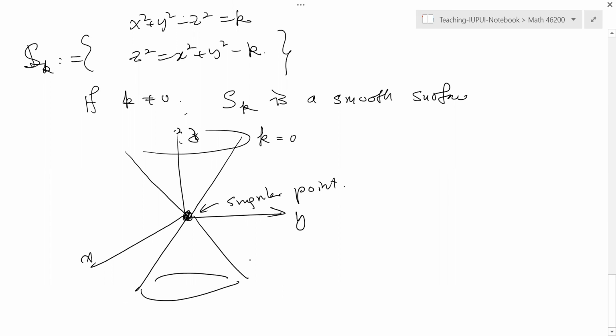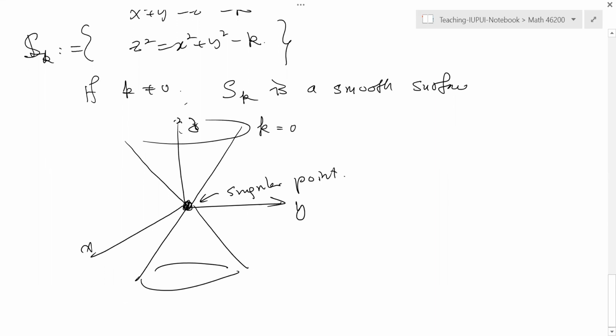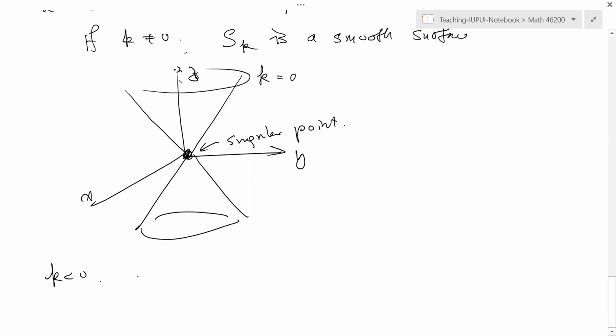Now when K is less than 0, Z is going to be plus or minus the square root of x squared plus y squared minus K. It's defined for every x, because the inside is never negative: K is negative, so minus K is positive. So how does it look? It looks like that.